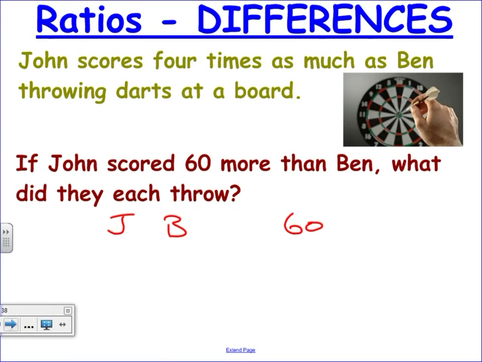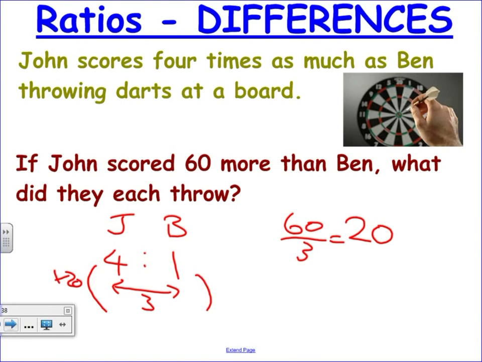Good. So this is the first time you've seen this on a ratio question, right? A way of asking a ratio is somebody gets so many times more than the other person. So if Ben scores 1, and John scores 4 times as many, he has to have 4. So your ratio is 4 to 1. The difference in your ratio is 3. The difference is about 60. 60 divided by the 3 says 1 part is worth 20. We go back here. John scores 80. Ben scores 20, and the difference is 60.